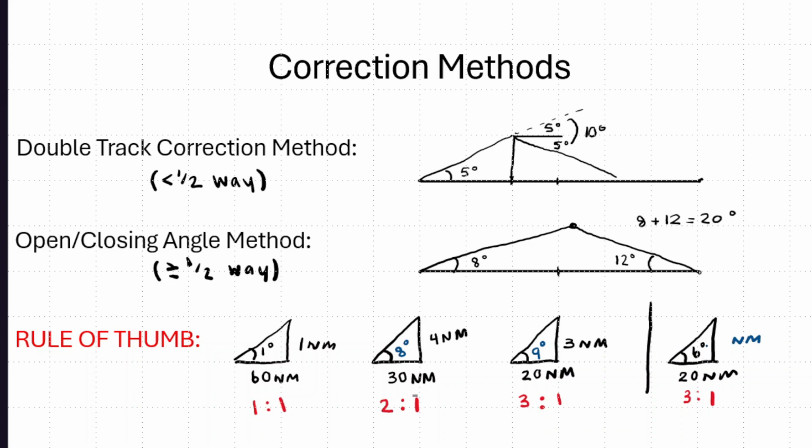So in this case, we have to do the opposite. 6 degrees divided by 3 is going to give us 2. So in this case, if we traveled 20 nautical miles and we drifted by 6 degrees, we would find that we are 2 nautical miles off track. I hope that makes sense. We're going to move on to an example question here, and hopefully by the end of this, it'll be a little clearer.